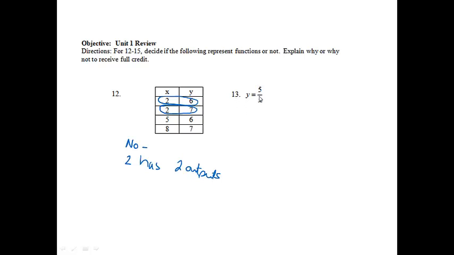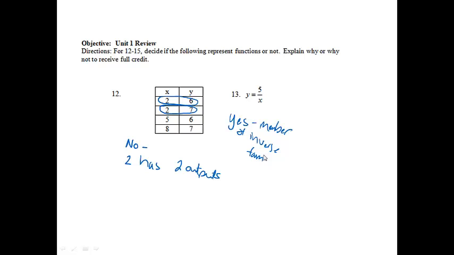Right, number 13, I have y equals 5 over x. We've pretty much learned that anything that's an equation like this is a function. We usually like to represent the function family. In this case, we don't know this function family. It is a yes. I'm going to tell you the function family. This is a member of the inverse family.